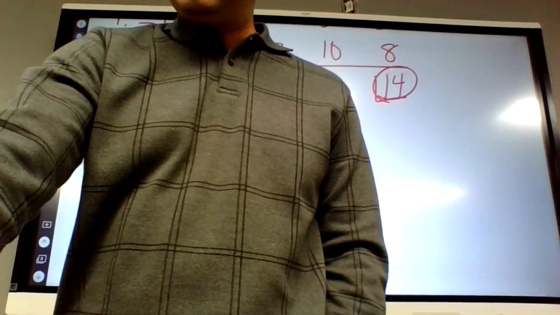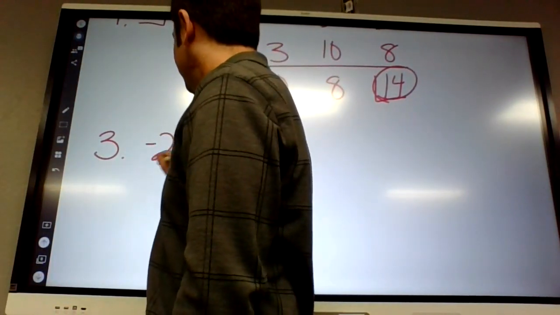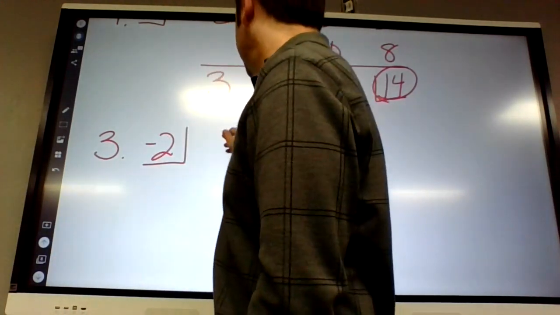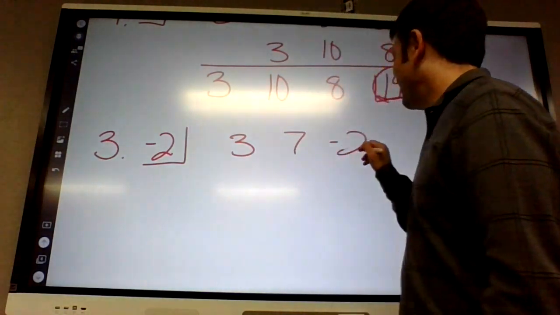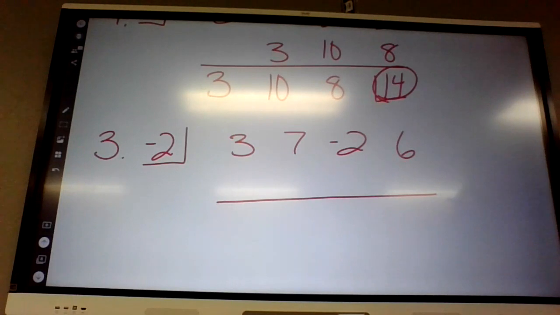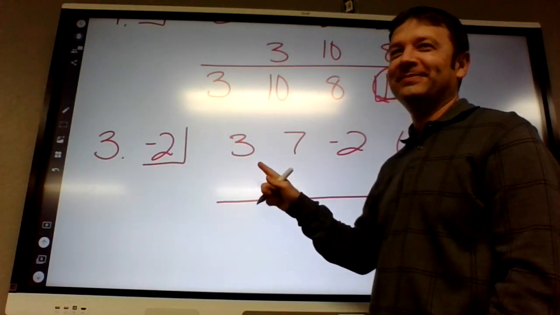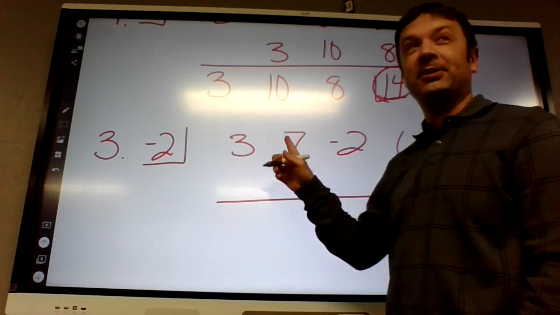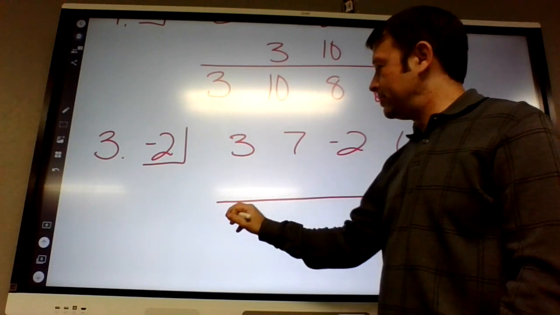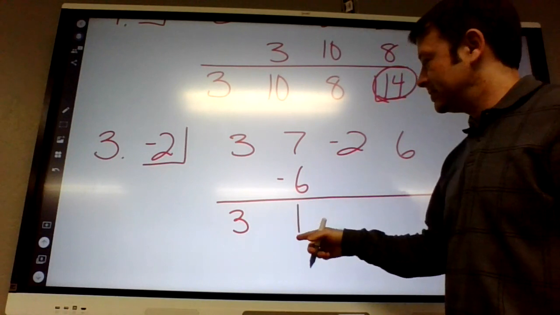He's so confused. All right, so what goes in the box at number 3? 3, 7, 9, 2, 6. Oh. All right, down 3 times negative 2 plus, times negative 2.